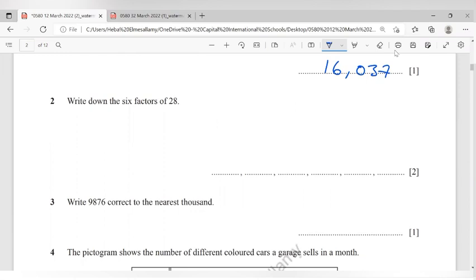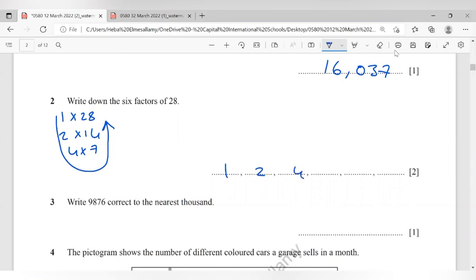Question 2. Write down the 6 factors of 28. Try to list the factor pairs of 28 first and then write the factors in ascending order. So the first pair is 1 and 28, 2 and 14, 4 and 7. After that, as if you're making a U-turn around the factors, you're going to write them in this order: 1, 2, 4, 7, 14, 28.